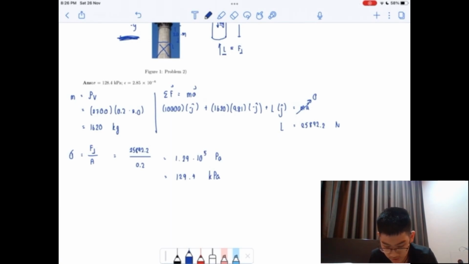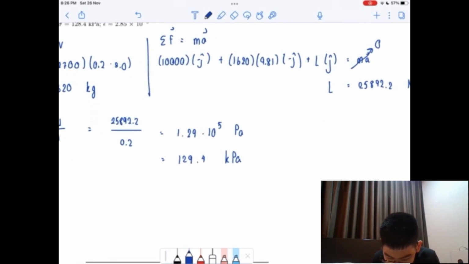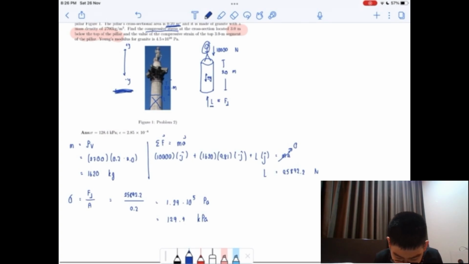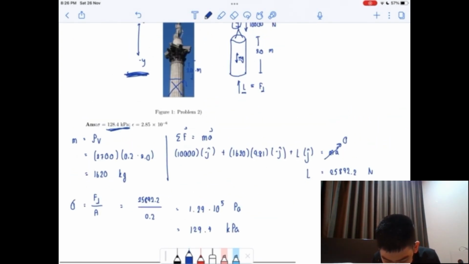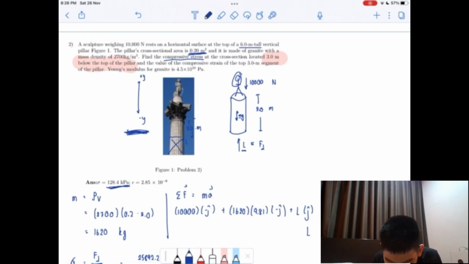Maybe if I use g equal to 9.80, it might give the same answer as in the worksheet. Let me try that. I think this number is quite close; maybe a g value makes it different.